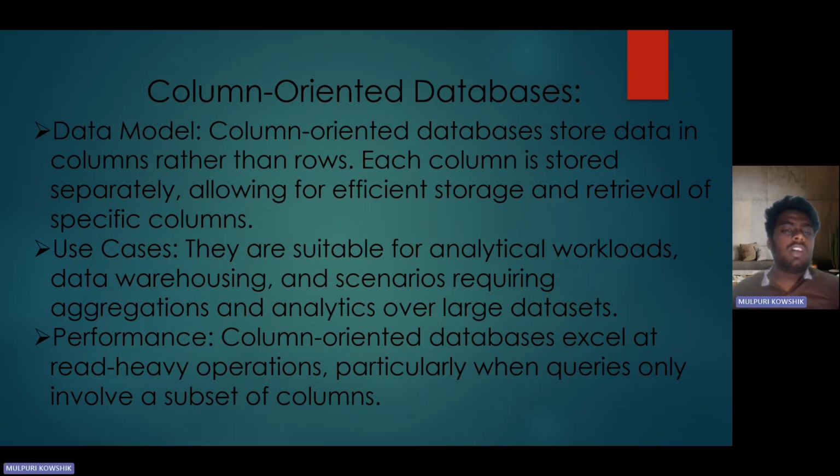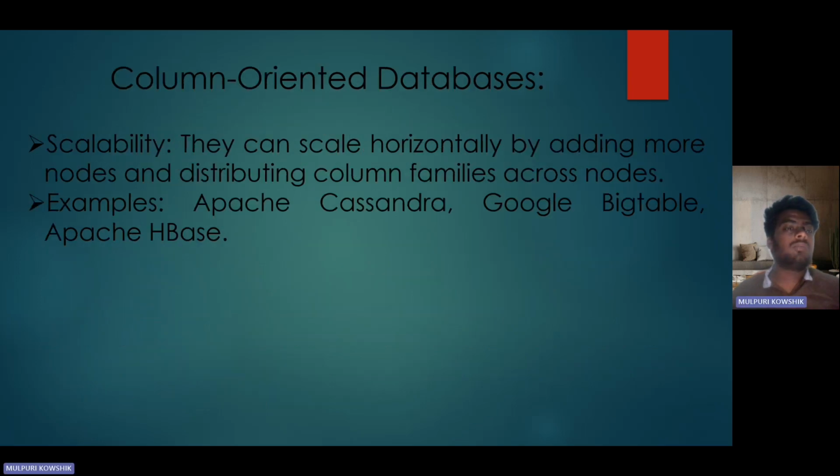Performance. Column-oriented databases excel at read-heavy operations, particularly when queries only involve a subset of columns. Scalability. They can scale horizontally by adding more nodes and distributing column families across nodes. Examples: Apache Cassandra, Google Bigtable, Apache HBase.